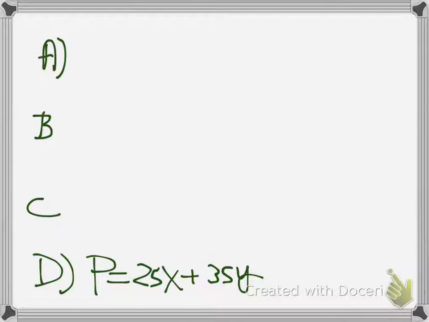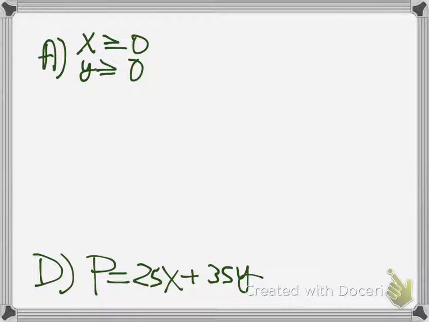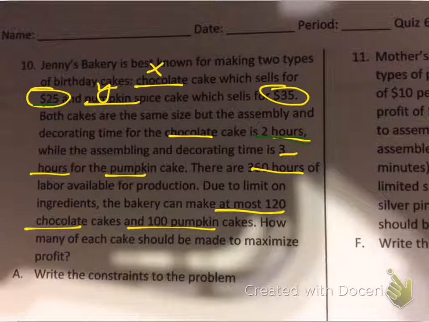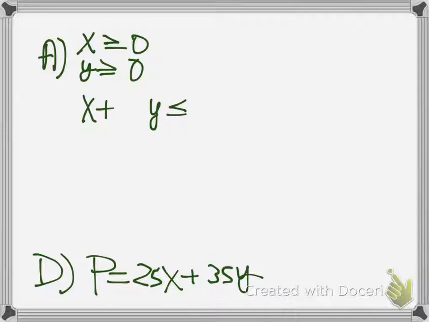Then the A. A is the constraints. Always start off with X and Y greater than or equal to 0. Then you have X plus Y less than or equal to, but I'm going to erase these because I'll add these in later. Now look for some measurements that are the same. So hours, hours, and hours. 2X plus 3Y equals 360. 2 hours plus 3 hours equals 360 hours.